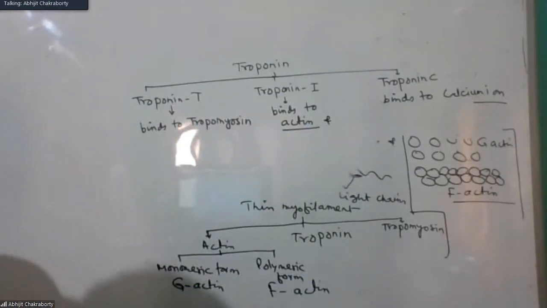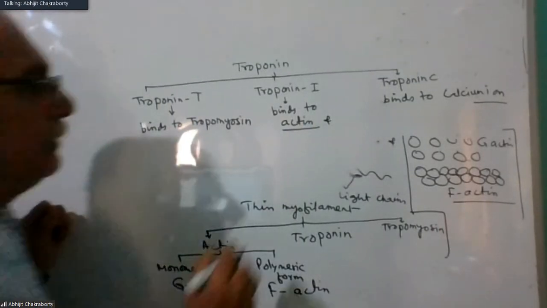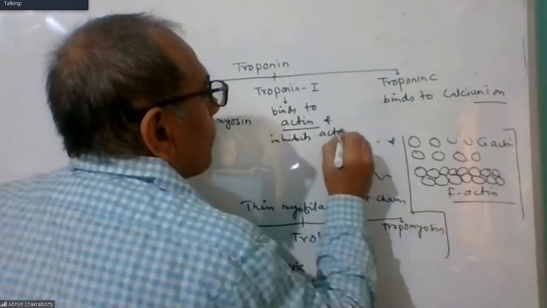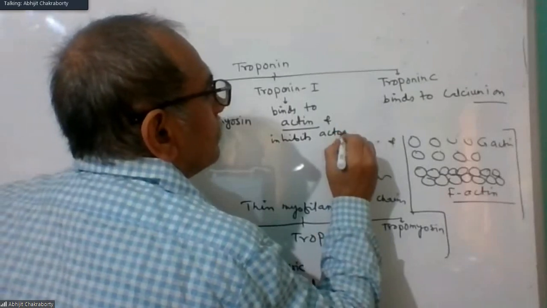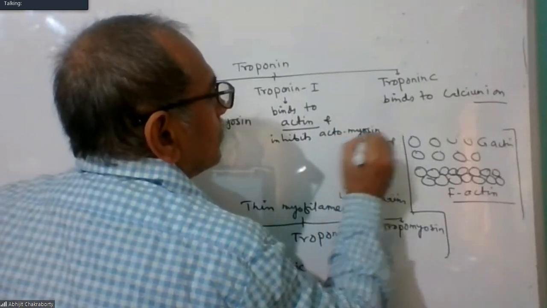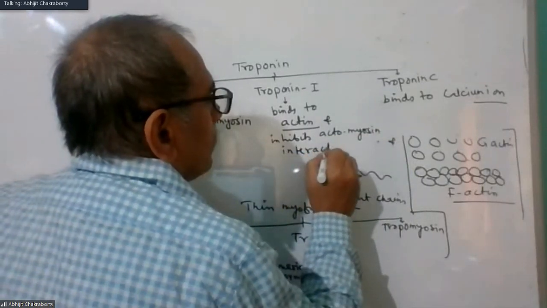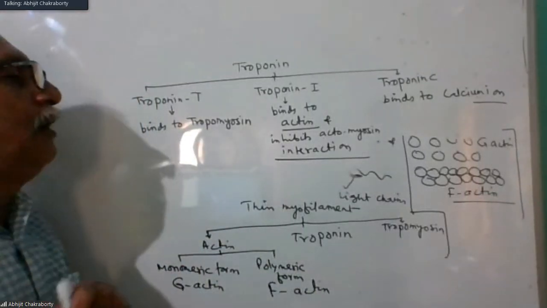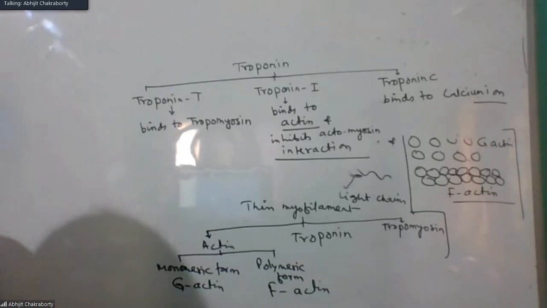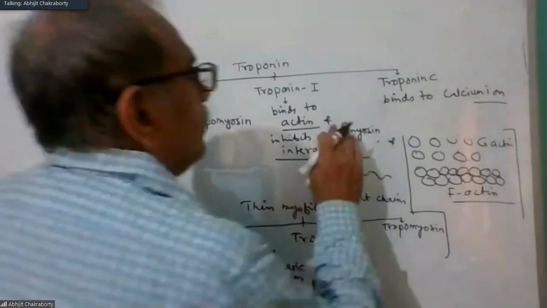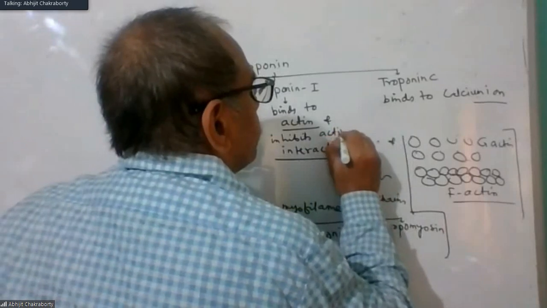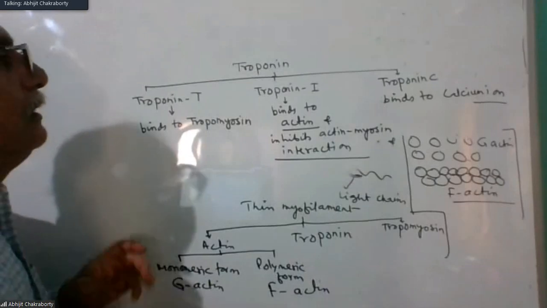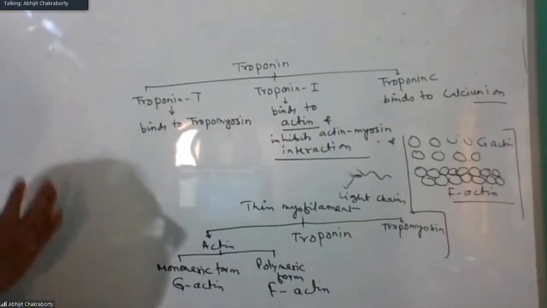Troponin binds to actin and inhibits actomyosin interaction. Actomyosin interaction means actin-myosin interaction. That means it prevents the binding of myosin with the actin. So these are the three types of troponin.